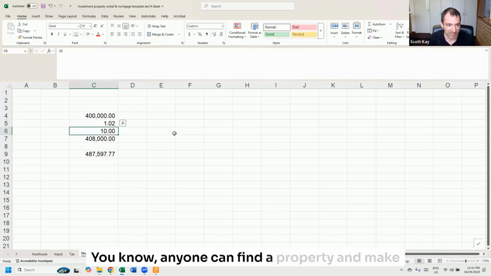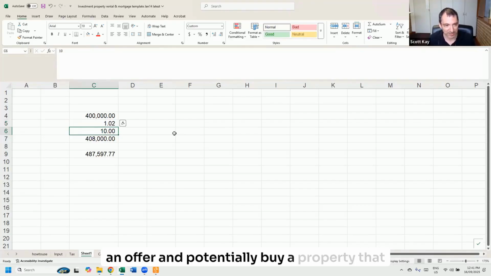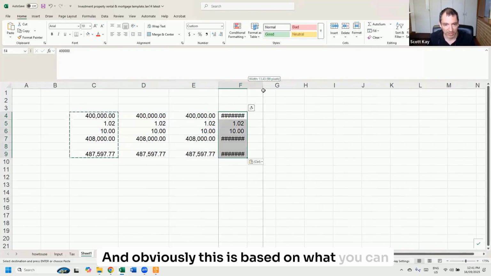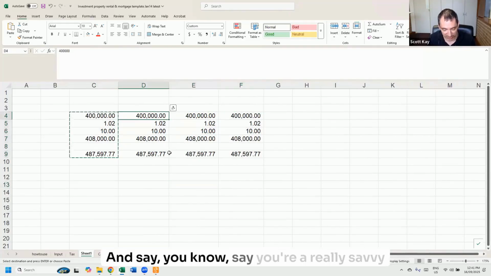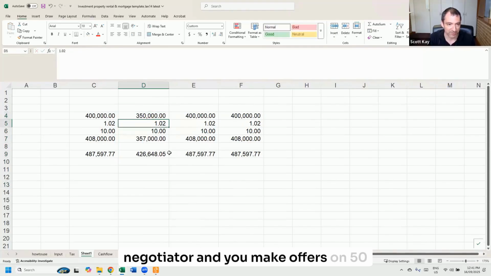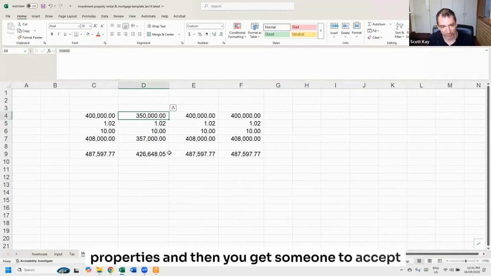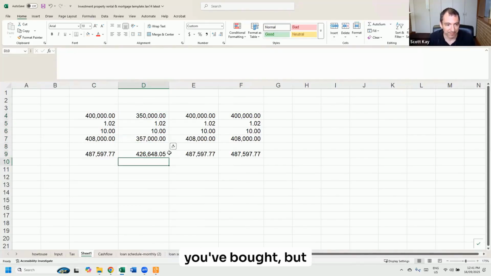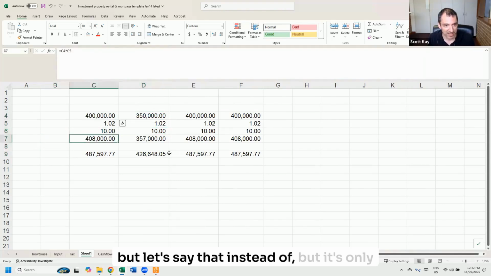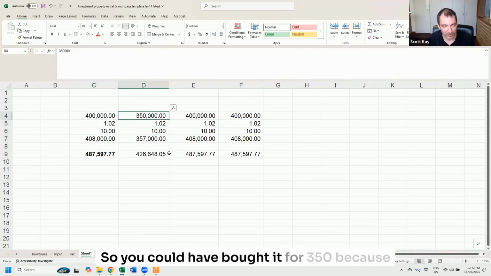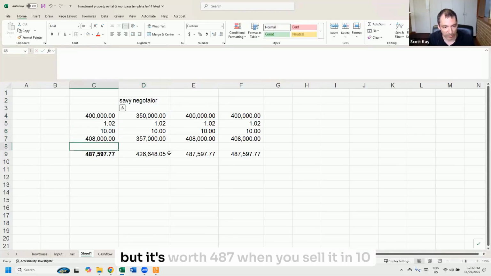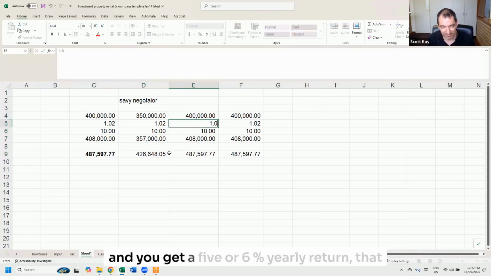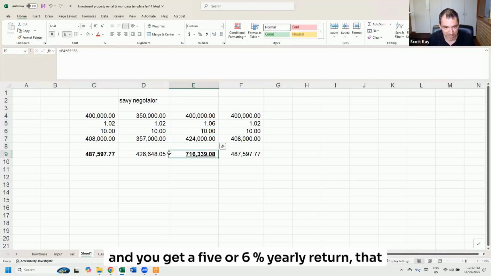You know, anyone can find a property and make an offer and potentially buy a property that goes up by 2% a year. And obviously this is based on what you can do. Say you're a really savvy negotiator and you make offers on 50 properties, and then you get someone to accept your offer for 350,000. You've made $50,000 on the day that you've bought. But let's say it's only a 2% growth. So you could have bought it for 350 because of your savvy negotiating, but it's worth 487 when you sell it in 10 years. Whereas obviously if you buy in a better area and you get a 5 or 6% yearly return, that is a massive difference.